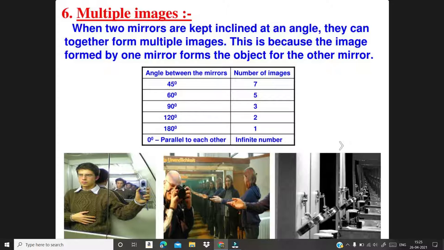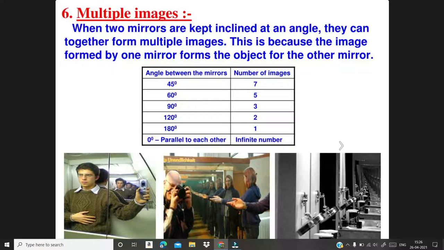Multiple images. When two mirrors are kept inclined at an angle, they can together form multiple images. This is because the image formed by one mirror forms the object for the other mirror.